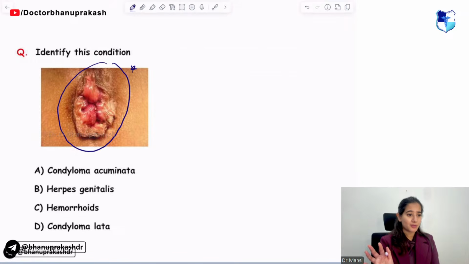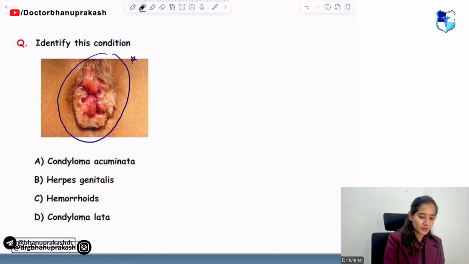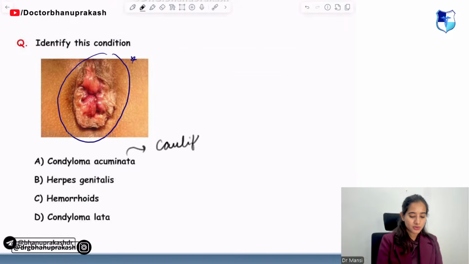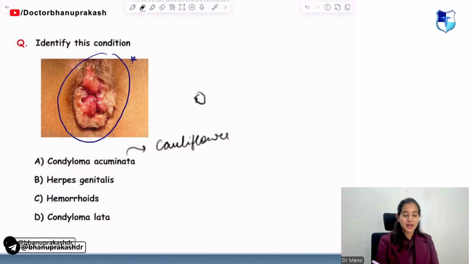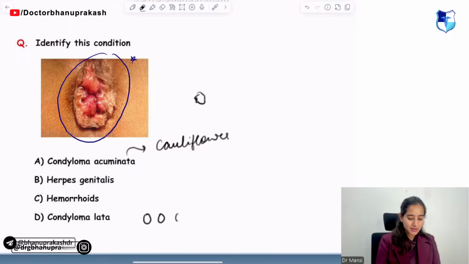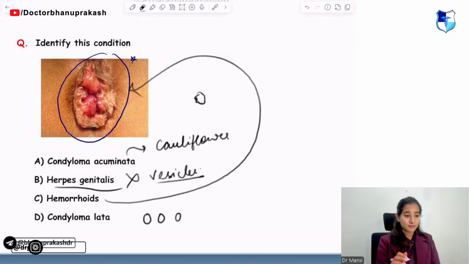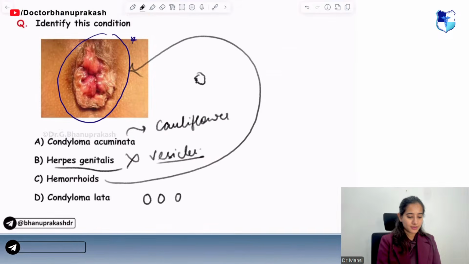Someone is saying hemorrhoids, and actually this is hemorrhoids, because in acuminata I said there will be pointed lesions, and later on they'll be converted to cauliflower-like lesions, which is not this case. And lata was like flat lesions. I told you lata is like sleeping. Herpes genitalis is absolutely not, because there are vesicles which are characteristic for it, but this is a hemorrhoid. Okay, that's what is to be asked.